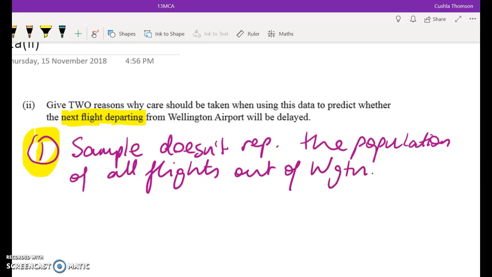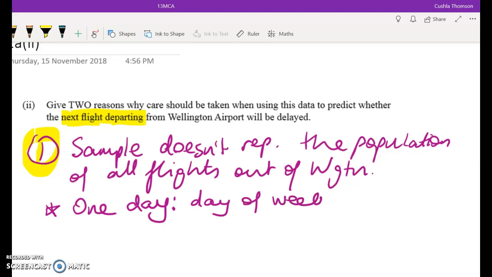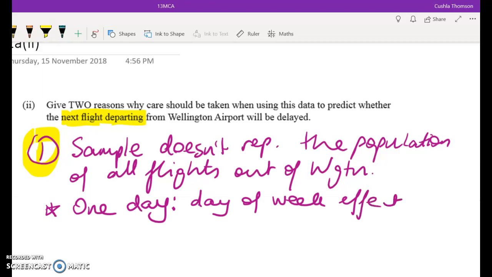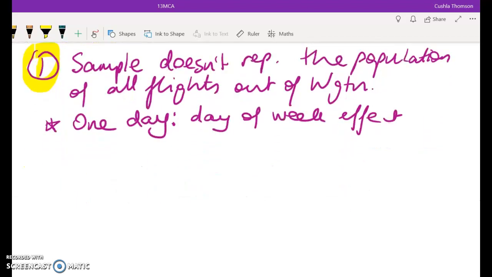Right, so that's the key idea, but that's not going to get you any points because it's not in context. So what do we mean? Well, the flights were all sampled on one day, right? So that means we might get a day of the week effect. Right, so what do we mean by that? Well, there might be more flights on weekdays.